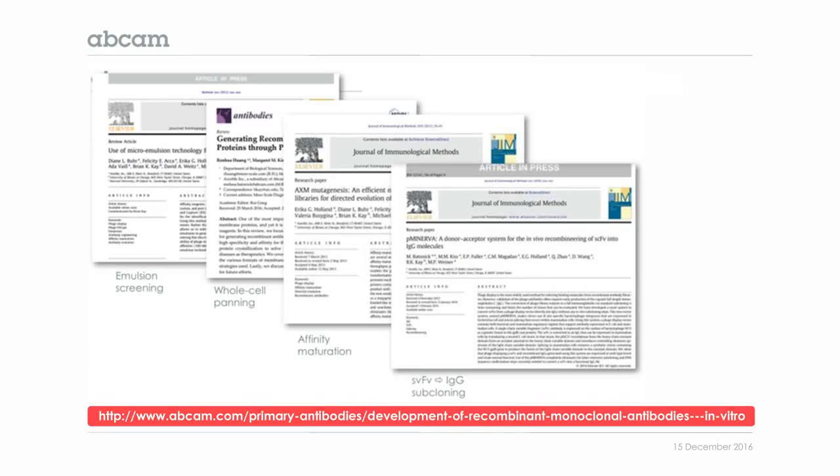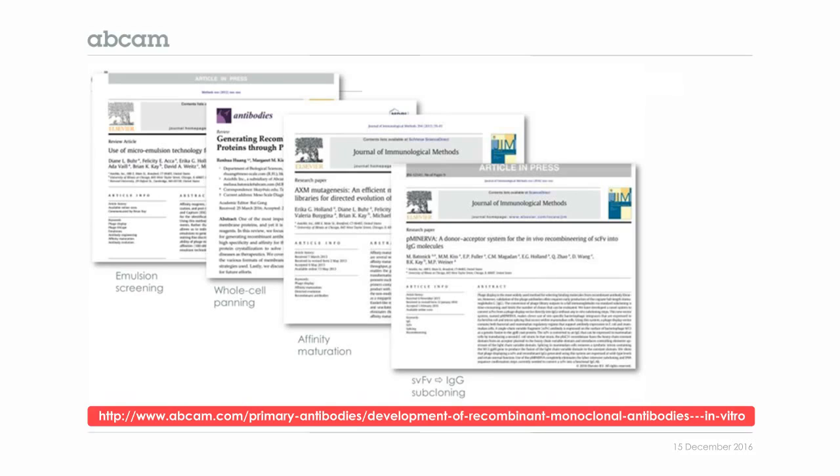So the techniques used in the Axiomx platform have been published in several peer-reviewed journals. The link to the articles can be found in the further reading section of this webinar. The articles go into detail about the techniques, including the whole cell panning process and the affinity maturation process. You can also learn about other techniques used in the Axiomx platform, including emulsion panning and scFv to IgG subcloning, which I did not get to talk about today. And to learn more about Abcam's efforts to develop recombinant antibodies, please visit this link below.